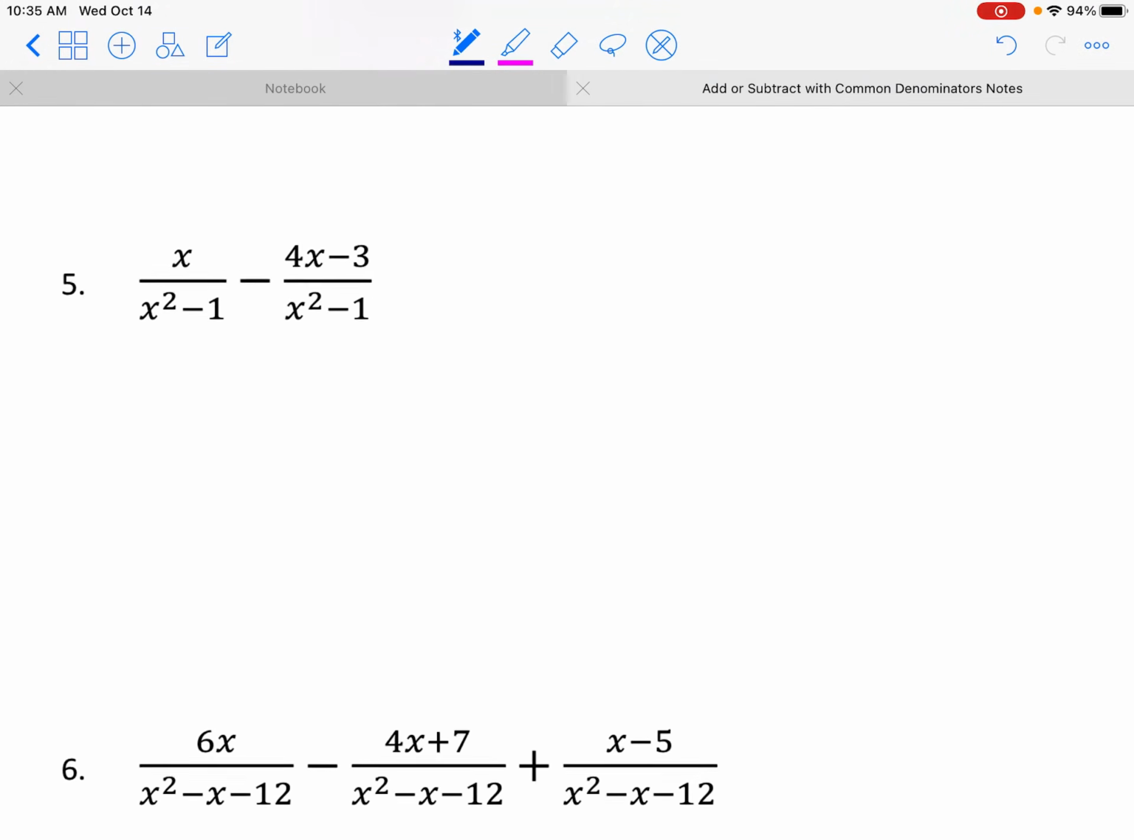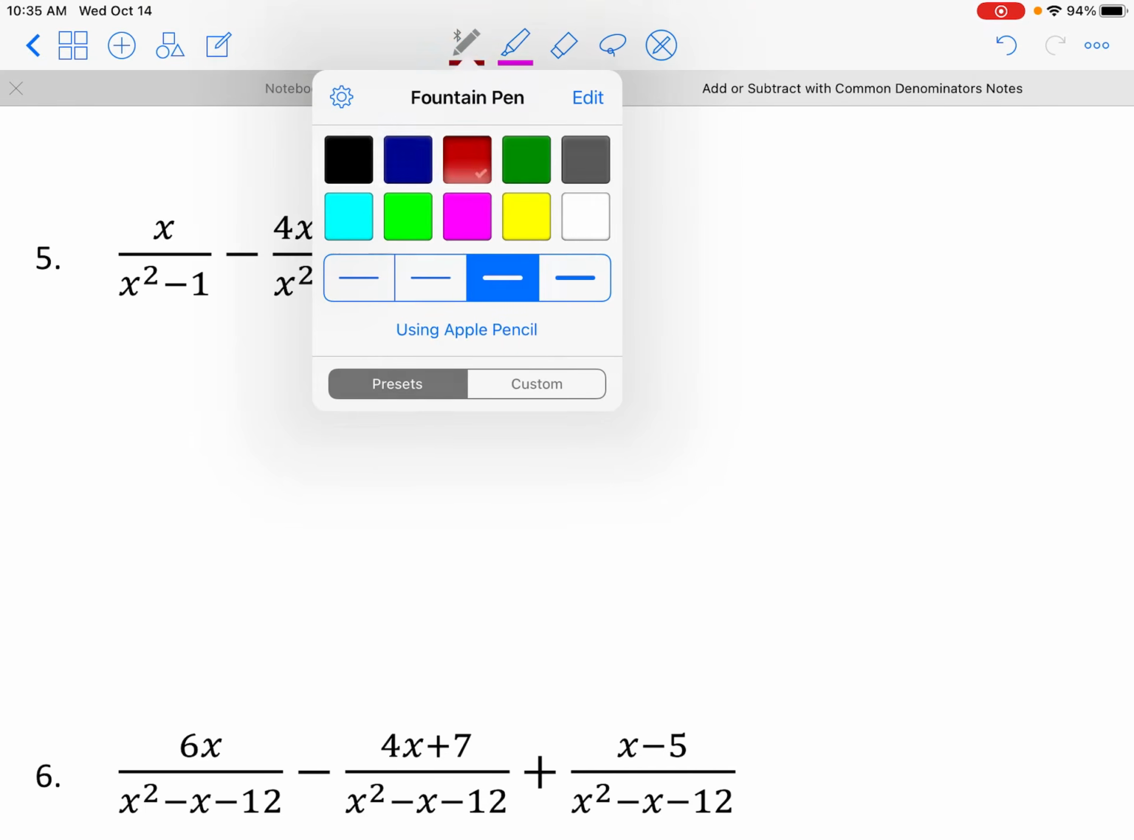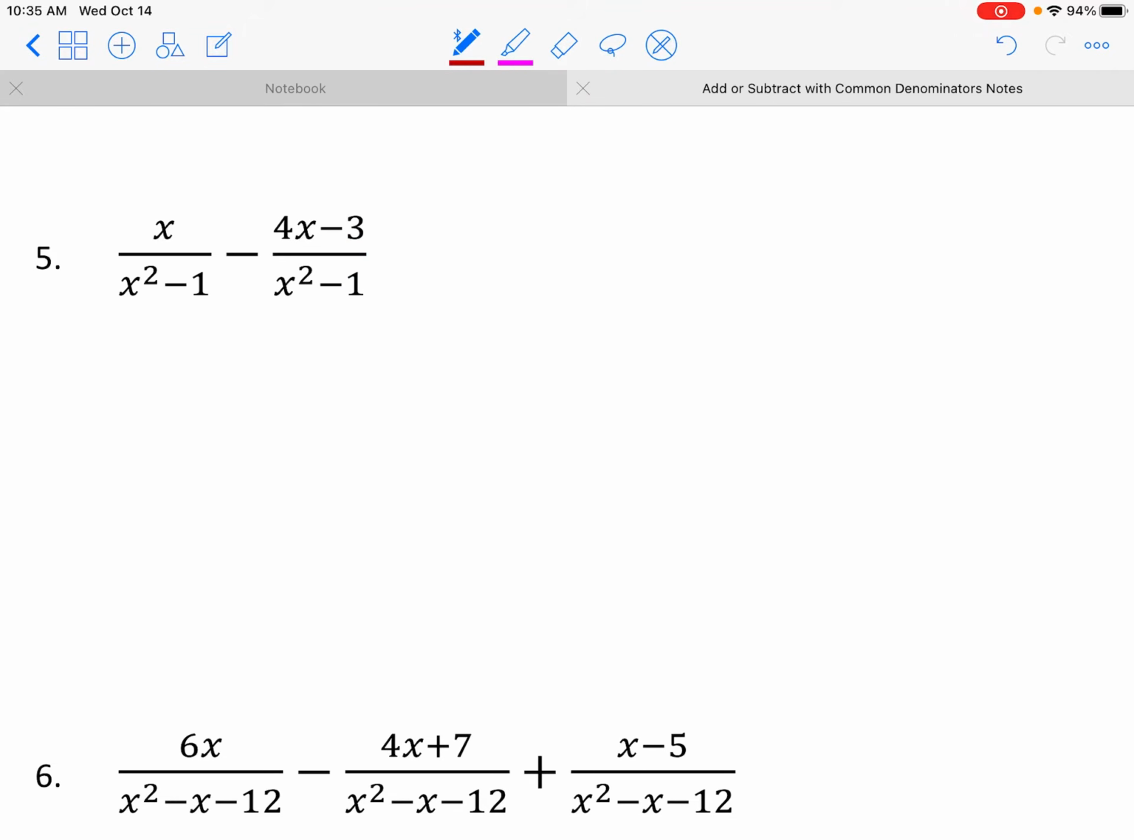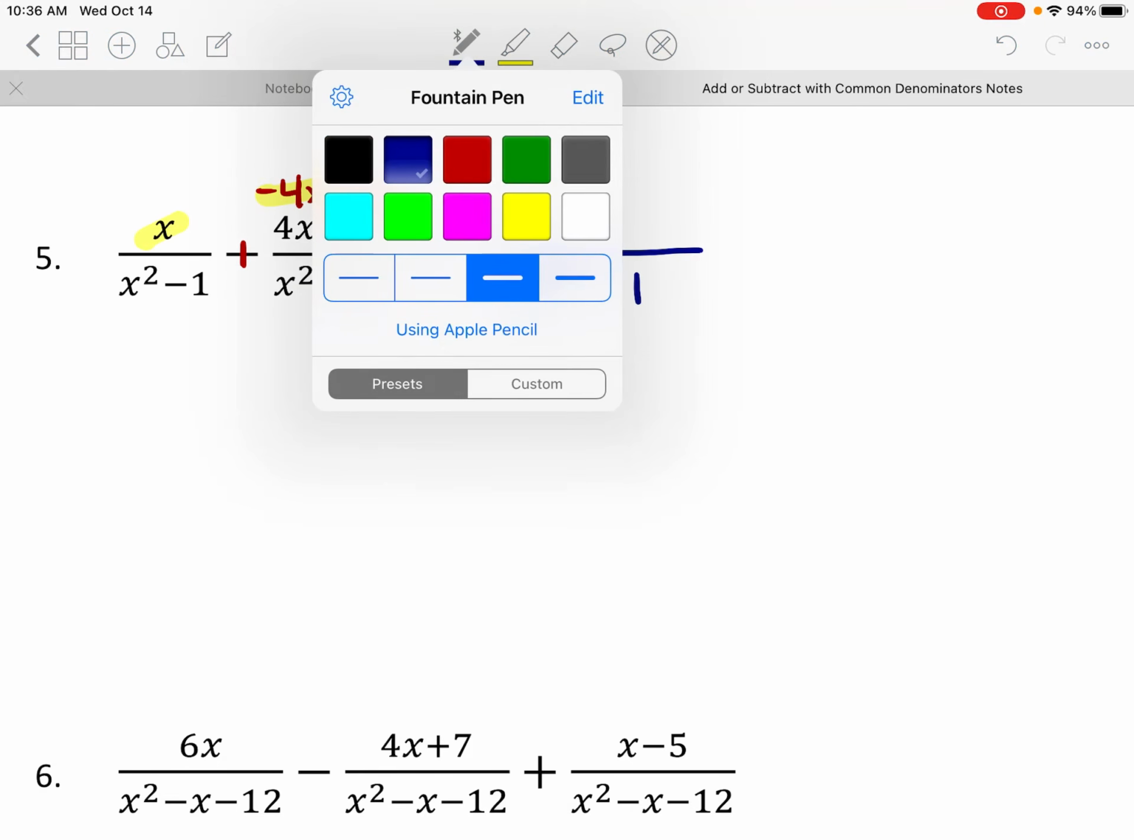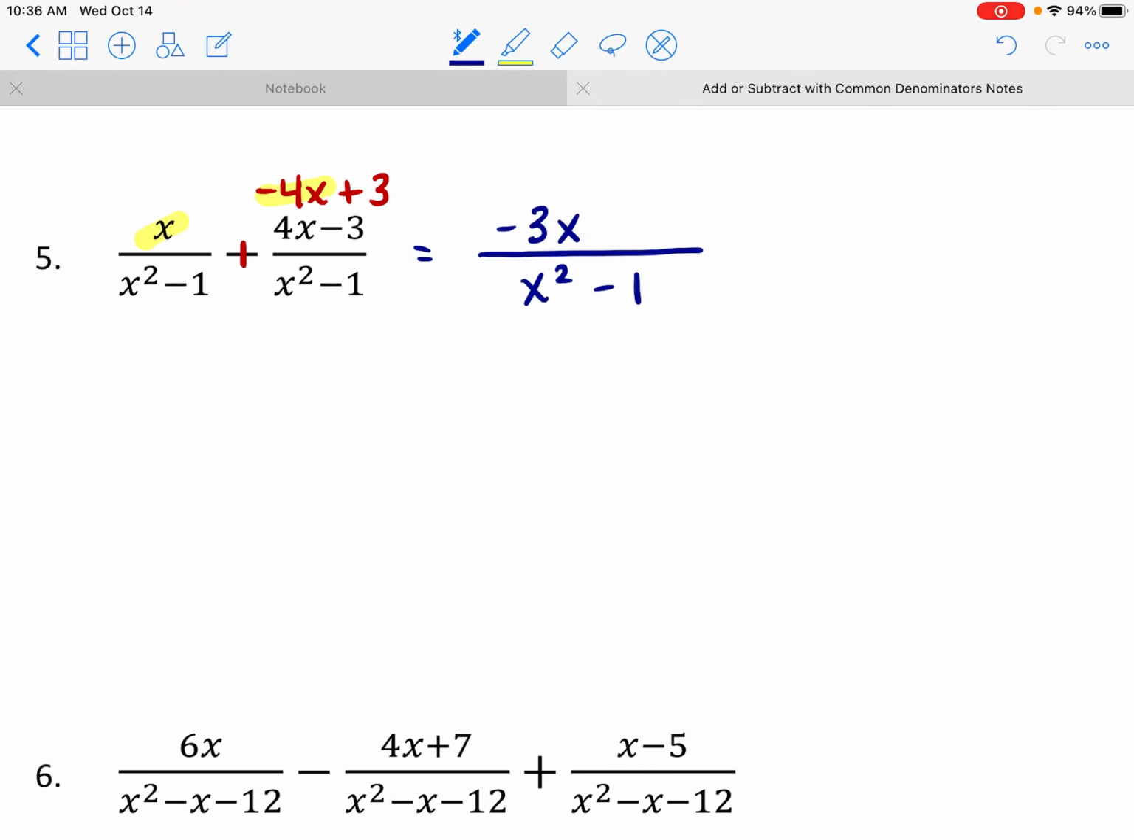Make sure the negative gets distributed. So the same thing's going to happen here. If I distribute the negative, then I'm just going to combine like terms. So make this a positive, and then make this a negative 4x and a positive 3. So we're going to keep our common denominator. We're going to keep our x squared minus 1, and then combine like terms from the numerator. So I have 1x. If I take away these 4 x's, the 1 minus the 4 is going to give me negative 3 x's.